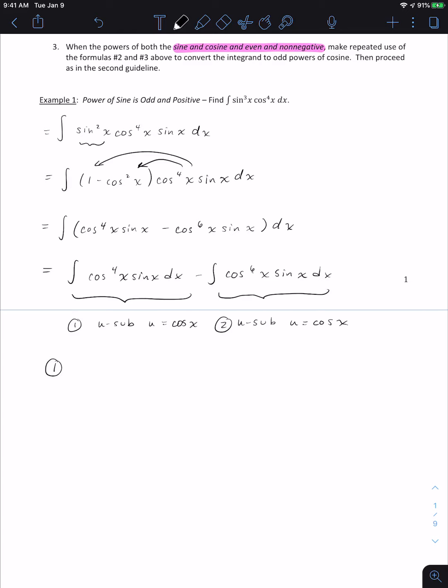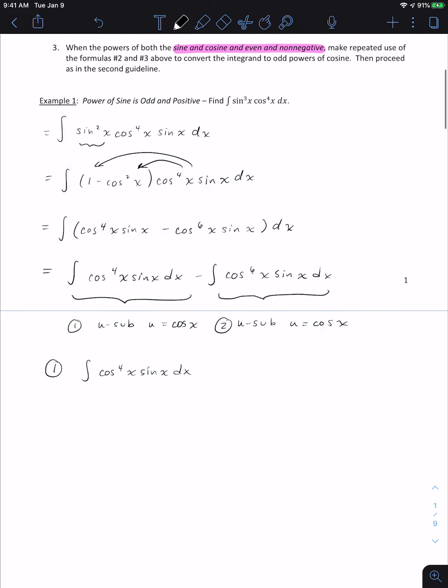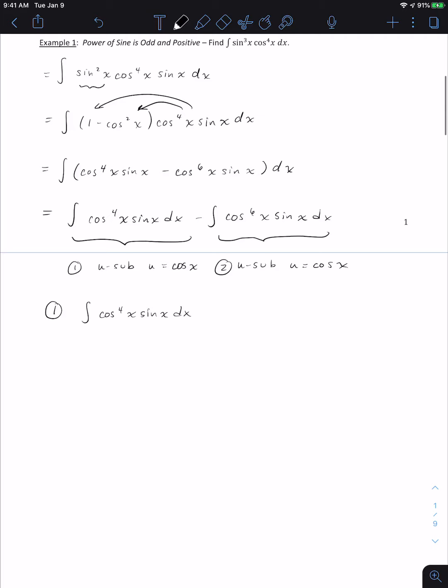So for integral number 1, I'm looking at cosine to the 4th x times sine x dx. I'm going to do the u substitution the long way, and then I'll show you why you can shortcut it, especially with these trig identities. If you're not comfortable with the little shortcut we talk about, then feel free to just do the u substitution as usual. So u equals cosine x, du over dx equals the derivative of cosine, which is negative sine x.